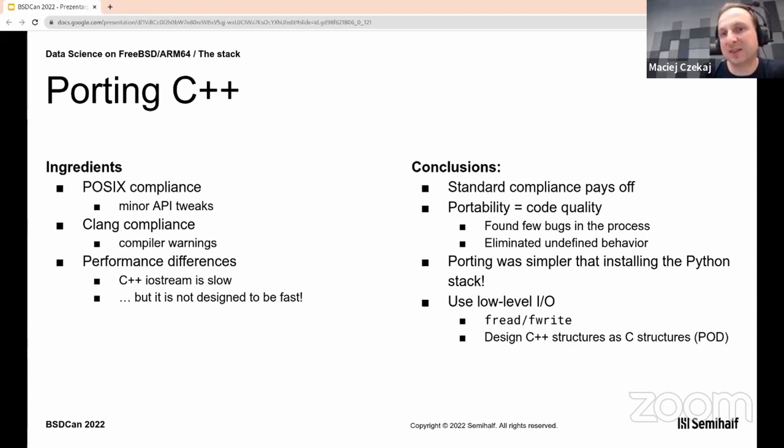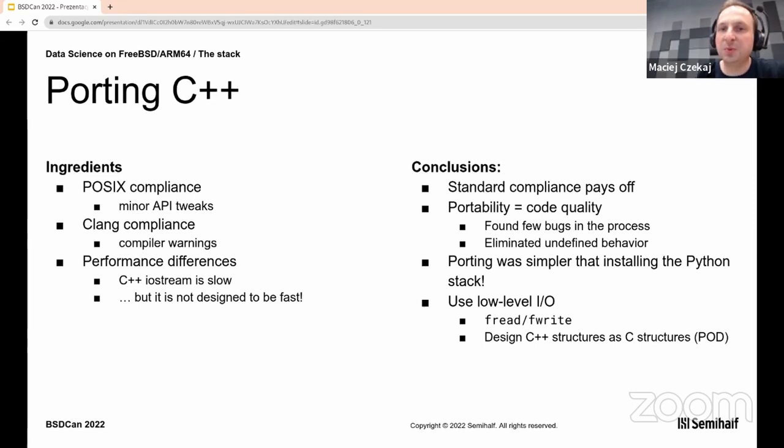Now, porting C++ wasn't an issue. It took me around one day. So as long as your application is POSIX compliant, you have nothing to do pretty much. I had to do minor API tweaks just to make sure my system calls are POSIX compliant, not Linux specific. Clang compliance is usually not an issue. It actually is even better when your code compiles with two compilers, because then you have more warnings discovered, so more undefined behavior discovered.